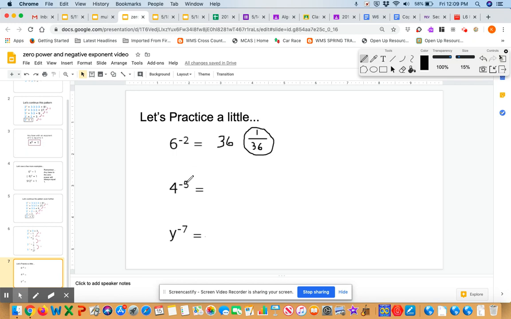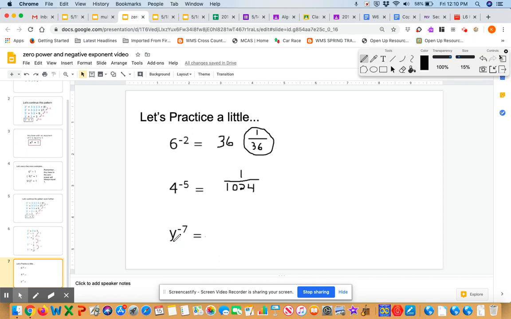This is telling us 4 to the negative fifth. It's telling us we want the reciprocal of 4 to the fifth. Well, I calculated 4 to the fifth to be 1,024. And now I want the reciprocal of that. And guys, the reciprocal of 1,024, just flip it. It's going to be 1 over 1,024. That's what we're talking about here.